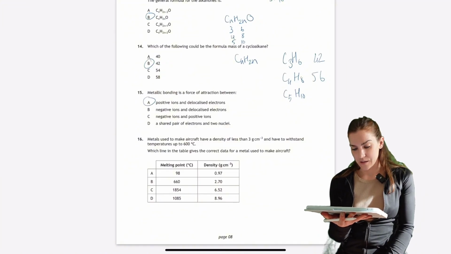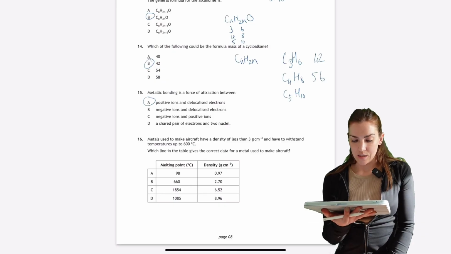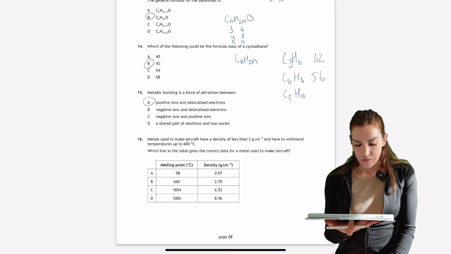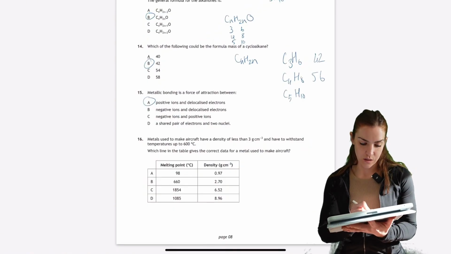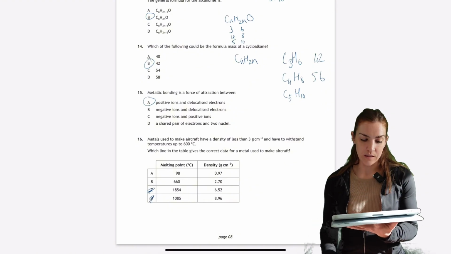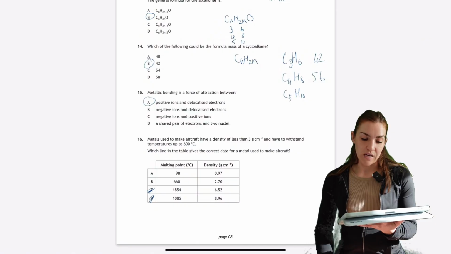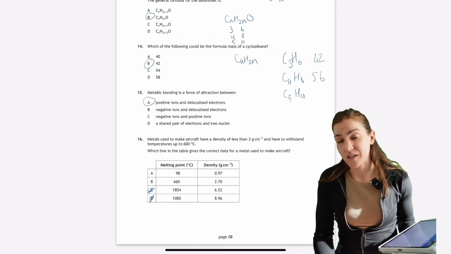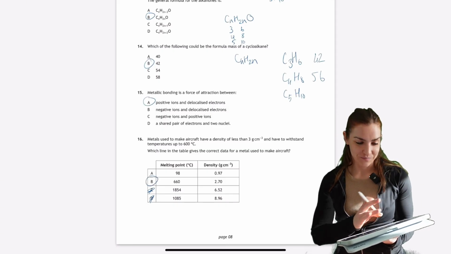Question 16, metals used to make aircraft have a density of less than 3 grams per centimetre cubed and have to withstand temperatures up to 600 degrees. Which line in the table gives the correct data for a metal used to make aircraft? So we're looking for a density that's less than 3 grams per centimetre cubed, which rules out C and D. And it needs to withstand temperatures up to 600 degrees. So the metal A that melts at 98 degrees is going to be no use because your plane would be a puddle. So we don't want that. So the answer must be B.